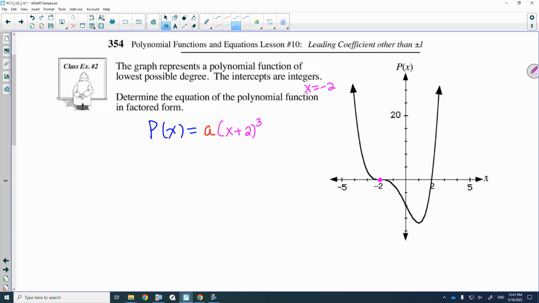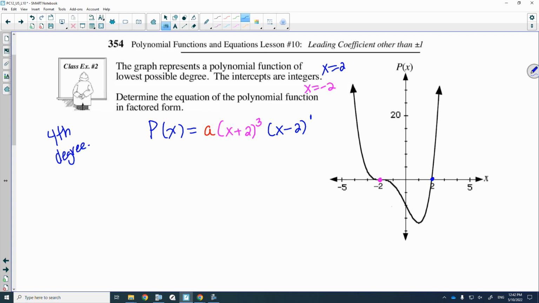Okay, then I go to the next 0, which is going to be at 2. Ask yourself what's the factor that gives you that, x minus 2. And what would the multiplicity be for this one? It'd be a 1, right? Because it cuts through, so that's multiplicity of 1. So this polynomial function is a fourth degree. So write that off to the side, fourth degree.